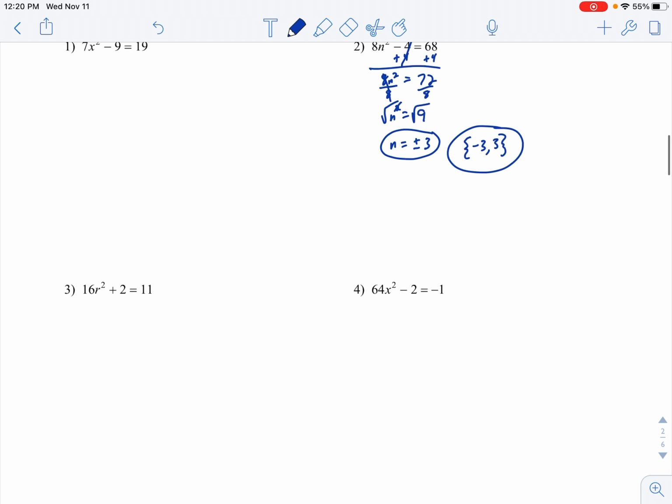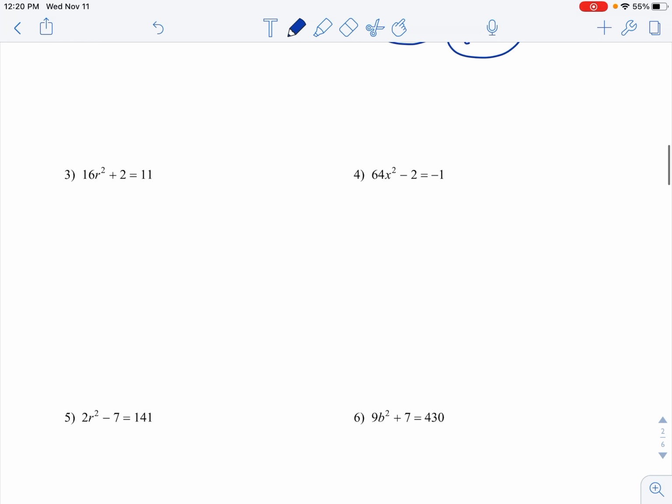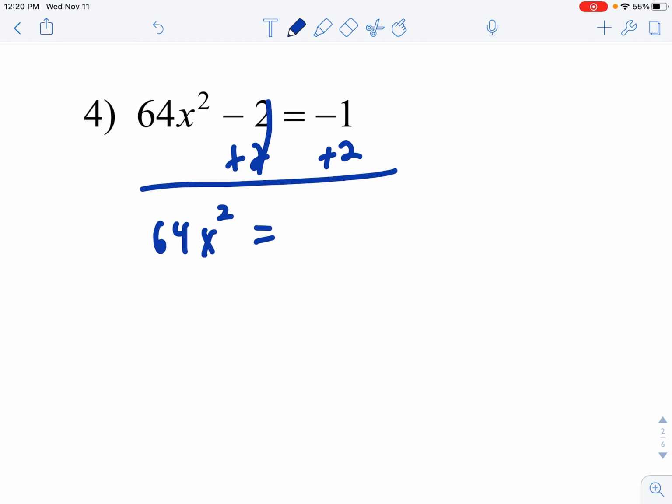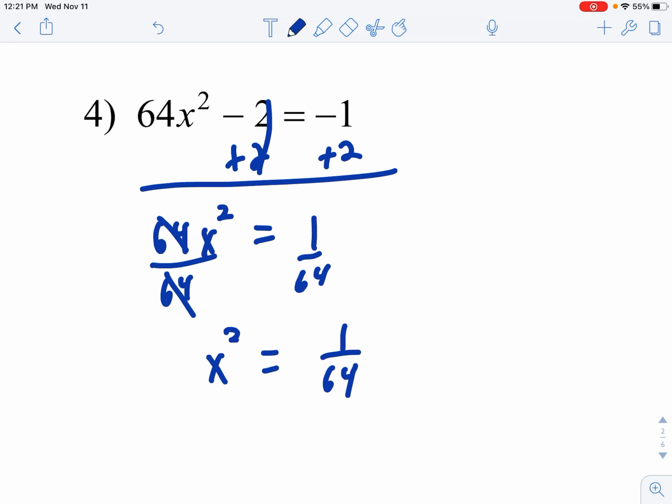Okay, let's just do a couple more for practice, and then we'll get into the next type of problem. Number 4. So I'm going to add 2 to both sides. I get 64x squared equals negative 1 plus 2, which is 1. Then, that's times, so of course we need to divide by 64. That cancels out. You get x squared equals 1 over 64. And then to cancel out the square, again, you use the square root.